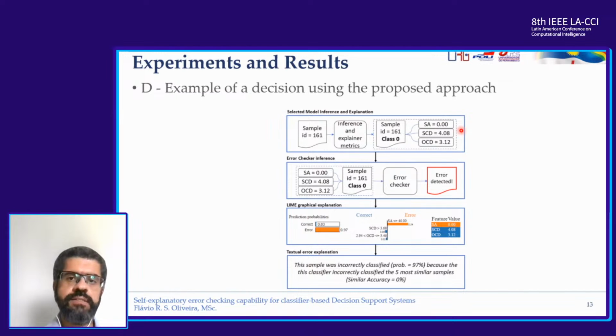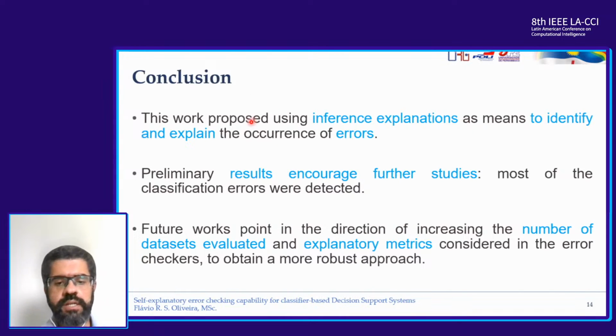However, if we consider that in other scenarios we might have a large number of explanations to be inspected, this approach could help a lot because we would exchange a reasonably large number of explanations for only one. Finally, this work I just presented proposed the inference explanations to be used as means to identify and explain the occurrence of errors.